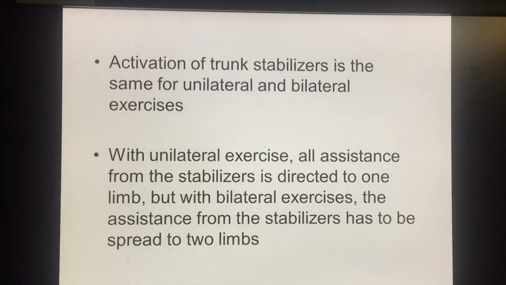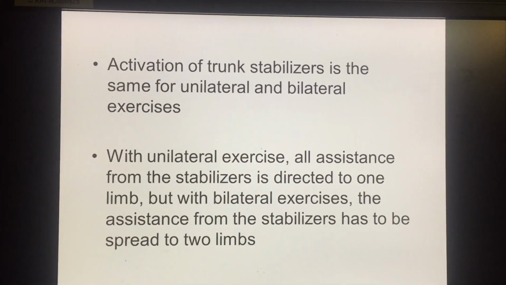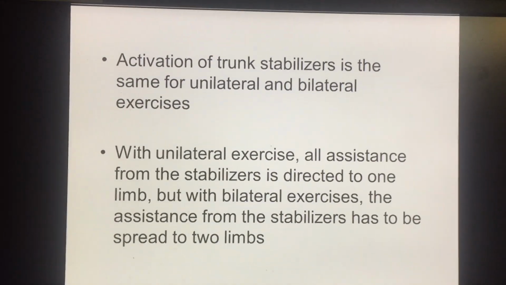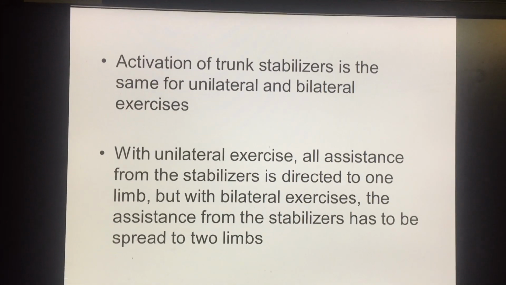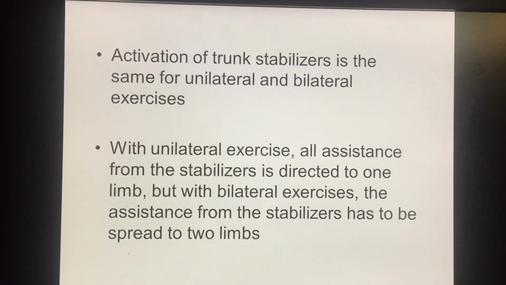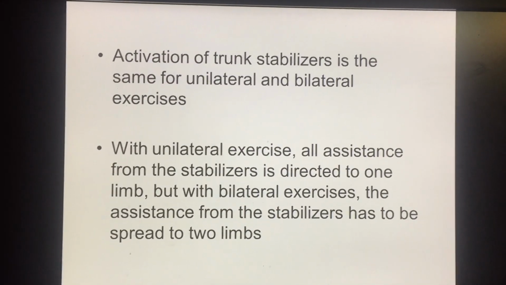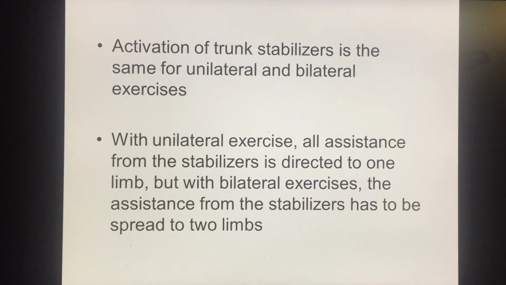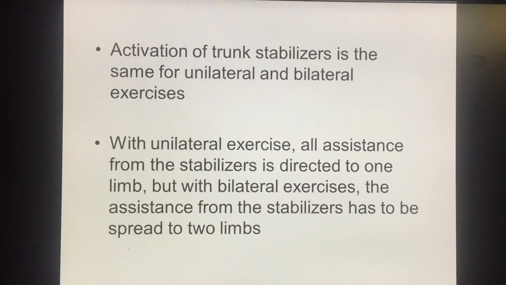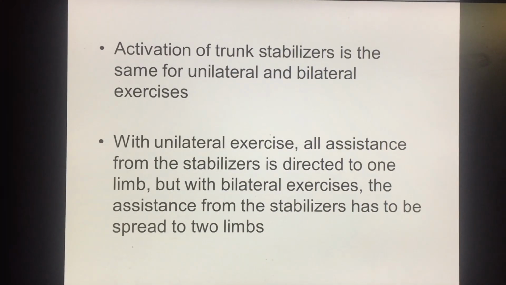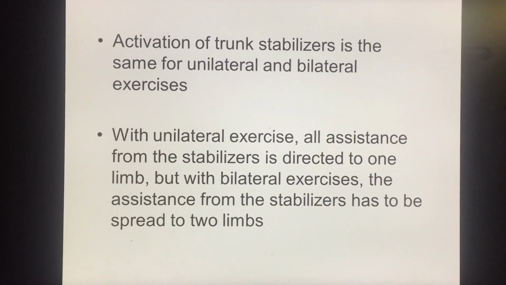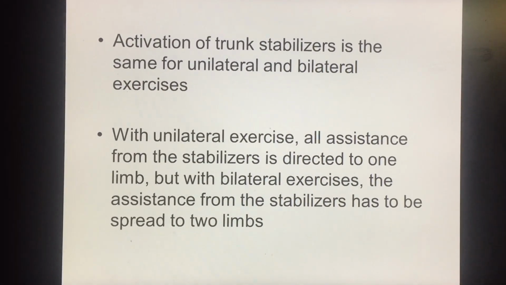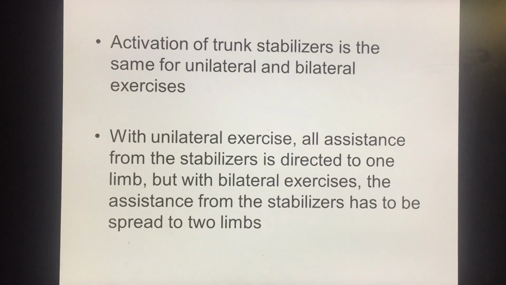So I've tried to summarize it in words here. Activation of trunk stabilizers is the same for unilateral or bilateral exercises. So in the previous example, it was unilateral and bilateral leg press. With unilateral exercises, all assistance from the stabilizers is directed to one limb, but with bilateral exercises, the assistance from the stabilizers has to be spread to two limbs. So you're at a greater disadvantage in the bilateral condition. So you're going to be weaker in the bilateral condition, and you're going to have a bilateral deficit.